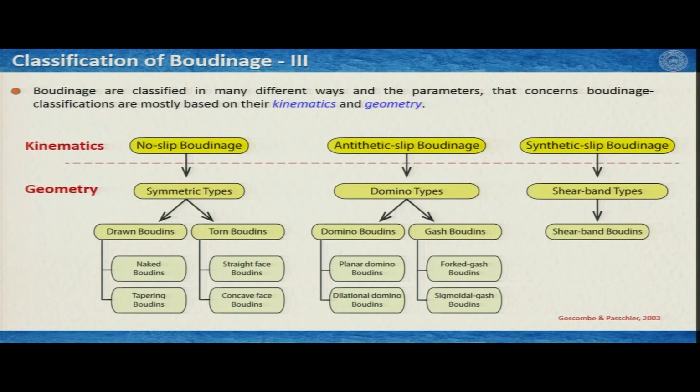Let us see another classification scheme. This classification scheme is given by Goscombe and Pasquier in 2003, and here they considered both kinematics and geometry. So, kinematics means how these Budins form with respect to their displacements and so on, and we have learnt about it when we learned the symmetric and asymmetric Boudinage. So, they define it as no slip Boudinage or symmetric Boudinage, then antithetic slip Boudinage and synthetic slip Boudinage. So, you can figure out that this is symmetric type as it is written here, and these two actually are asymmetric.